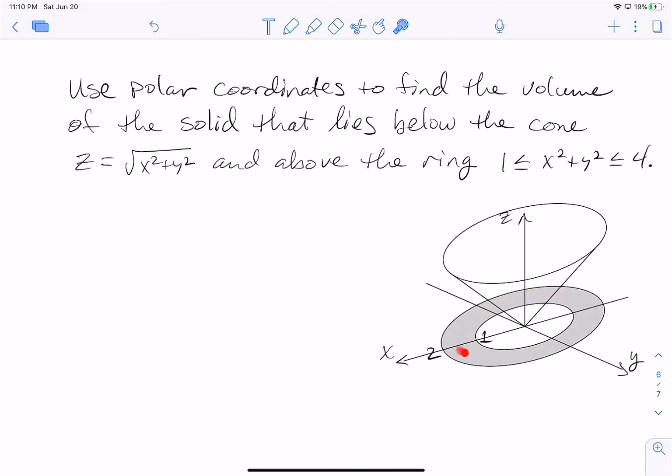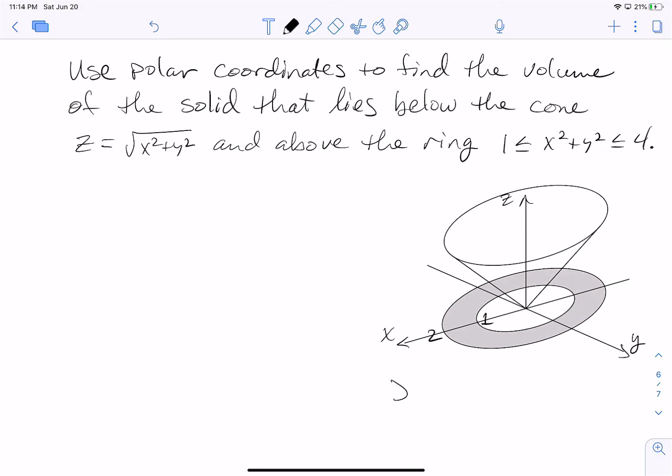Here we have the disk, or the ring, in the xy plane. It's between circles of radius 1 and 2. And then we're bounded above by the cone here, and so it's kind of like a shot glass.